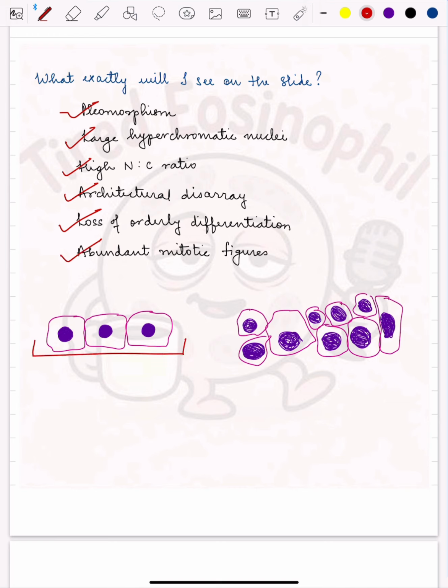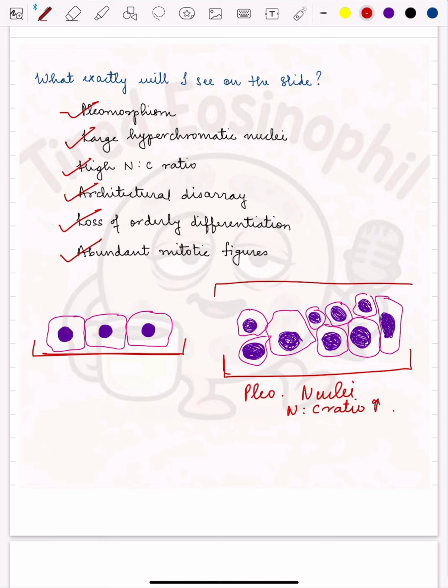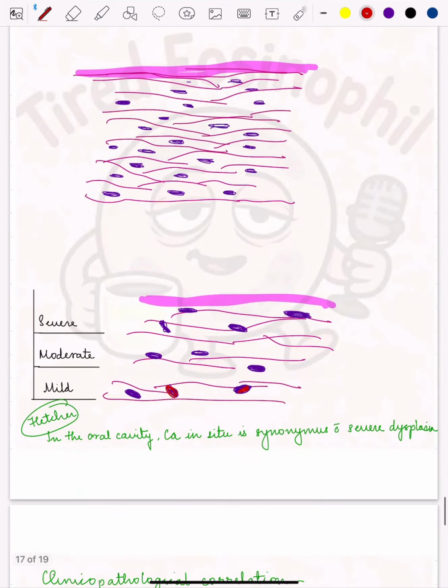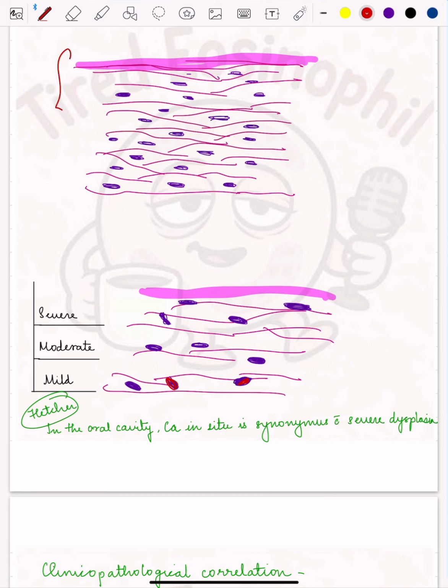So this is the normal epithelium. The cells are arranged normally with small normal nuclei that are in the center, so the polarity is also maintained. The nuclear cytoplasmic ratio is okay here, there is no pleomorphism. As compared to this side, we can see that there is pleomorphism. We can also see that the nuclei are large, so the NC ratio is increased. Also, there is loss of orderly differentiation. So this is dysplasia.